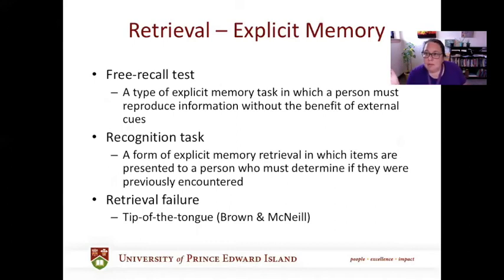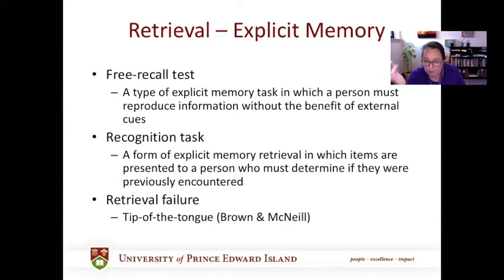Can you name all of Walt Disney's seven dwarfs? I'll give you a minute. If you've never watched The Seven Dwarfs, of course you can't. I tend to forget Bashful and Sneezy and Happy when I do this, but I remember the rest of them. This is a free recall test, when you're asked to remember something from explicit memory.